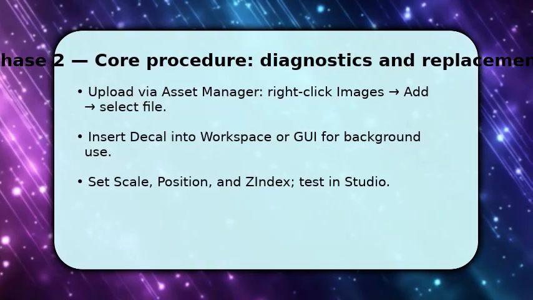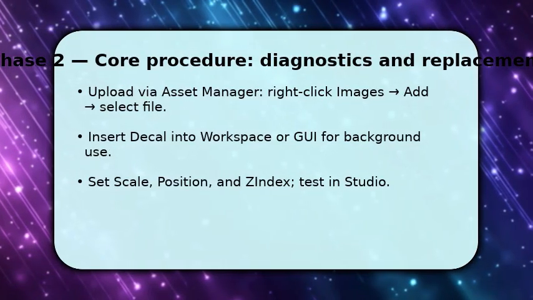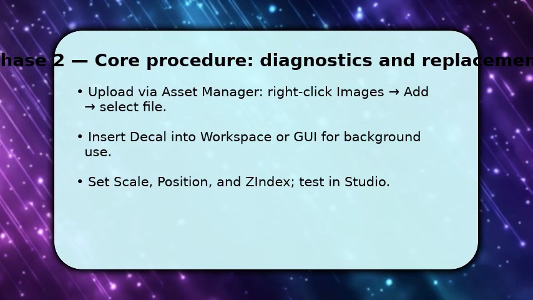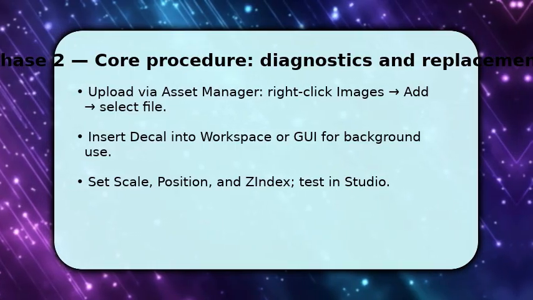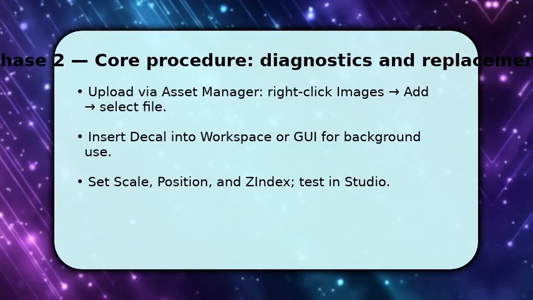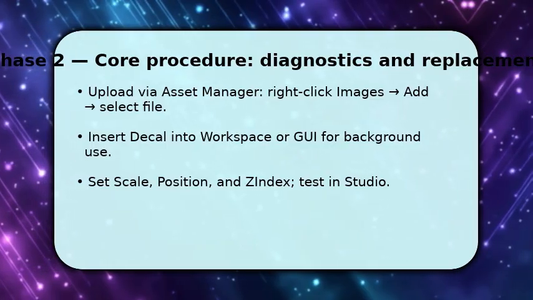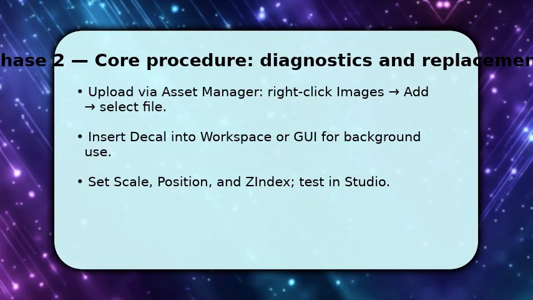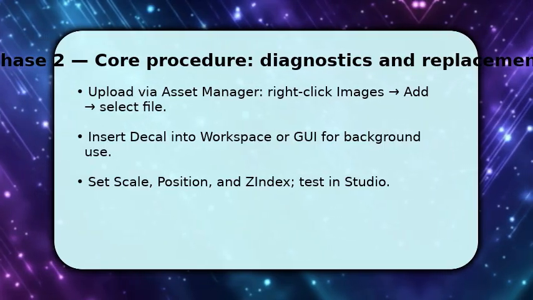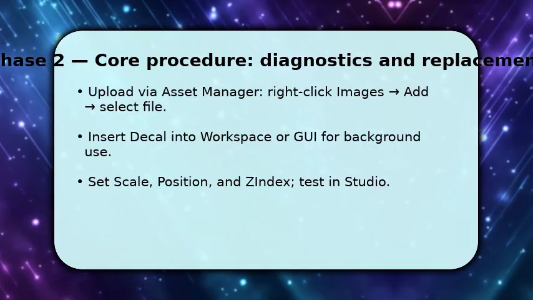Now import and apply the image inside Roblox Studio. Use Asset Manager. Right-click Images, choose Add, and select your file. This creates a decal asset you can reuse. Insert the decal onto a large part for 3D backgrounds, or place it in a screen GUI as an image label for full-screen UI backgrounds.